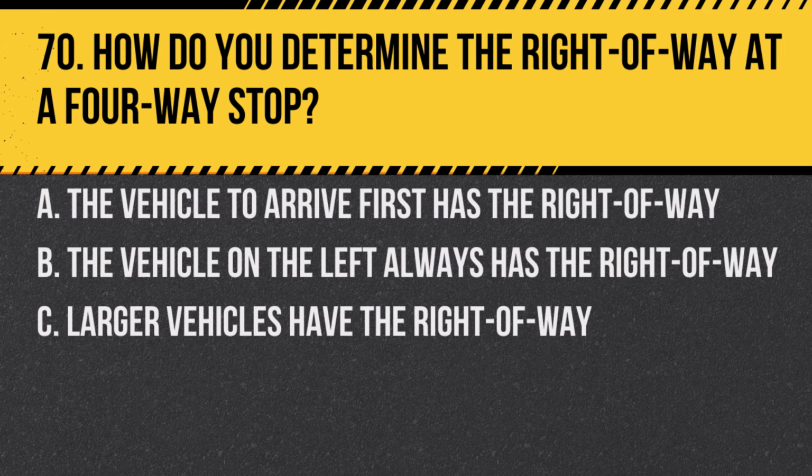Question 70. How do you determine the right-of-way at a four-way stop? A. The vehicle to arrive first has the right-of-way. B. The vehicle on the left always has the right-of-way. C. Larger vehicles have the right-of-way. Answer: A. The vehicle to arrive first has the right-of-way. If two vehicles arrive simultaneously, the one on the right goes first.